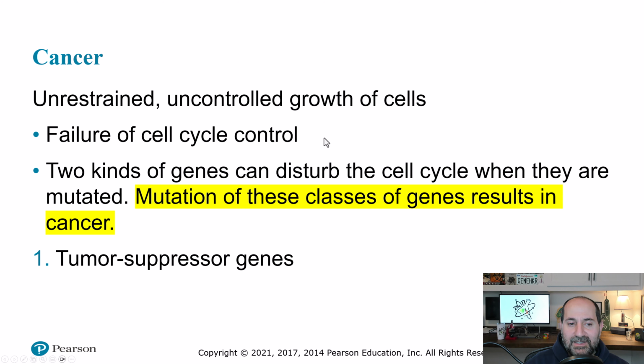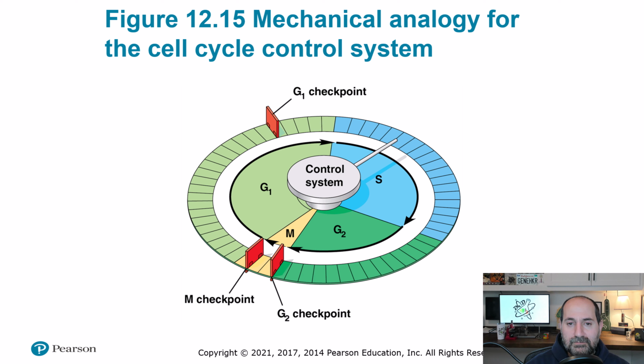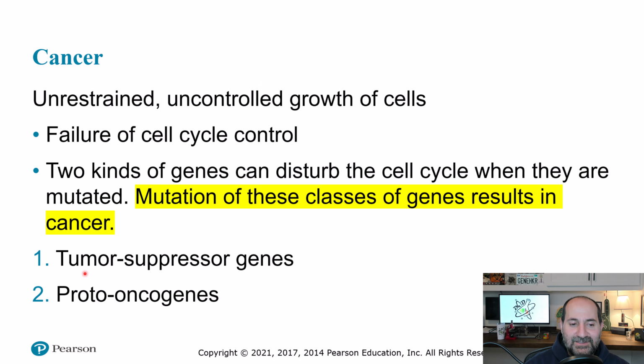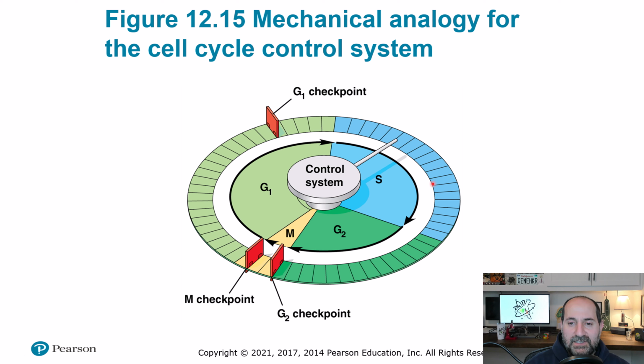And by the way, remember what I said earlier, that proteins are coded for by your genes. So the genes that code for the checkpoint proteins are called tumor suppressor genes, as well as proto-oncogenes. These are important genes in your cells that code for very important checkpoint proteins, cell cycle proteins, proteins that when they become misregulated or mutated, can cause problems. So what you need to know is that the reason cancer occurs is because of a disruption in the checkpoint proteins. And that means that you have a mutation in these genes, either tumor suppressor genes or proto-oncogenes. Mutations in these types of genes result in cancer.